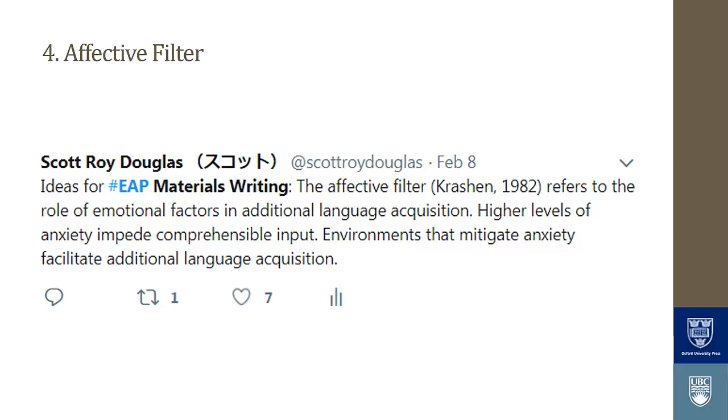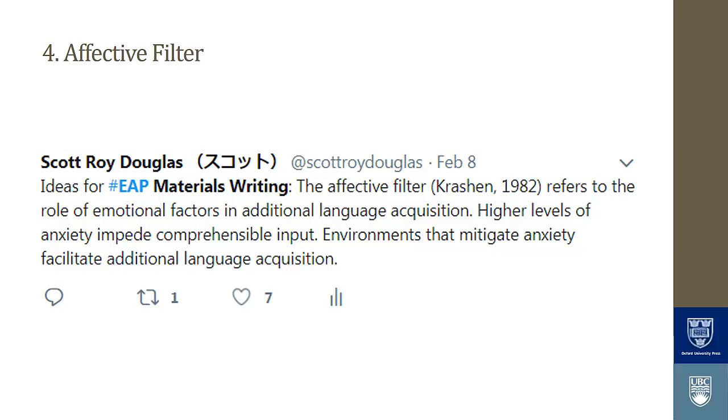The first one we're going to be looking at is the idea of affective filter. In an earlier video, we talked about Krashen's idea of comprehensible input and how students learn an additional language when they hear and see messages they understand. However, if they feel upset or anxious or their emotions are running high, this can block that input. So what we want to do for our students is mitigate the anxiety materials might create in the students so that we can facilitate their additional language acquisition.